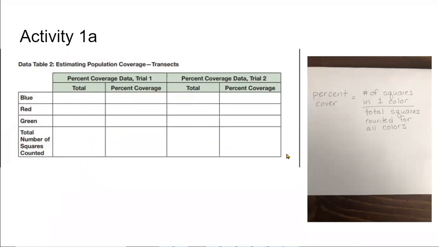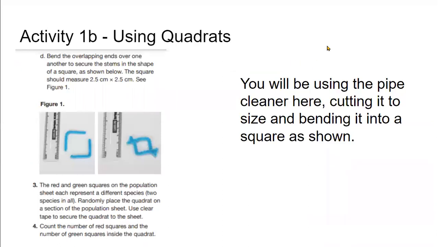We're going to move forward to activity 1B. And for this one, I thought that reading it was pretty clear cut. You are using what's called quadrats. Quadrats, okay? To get a quadrat, they tell you to use your chenille stem, which is just a fancy name for a pipe cleaner. Like most of us know it as a pipe cleaner. So they packed you a pipe cleaner and you will need to cut it exactly how the lab tells you.